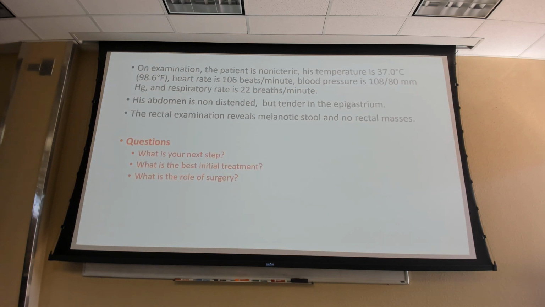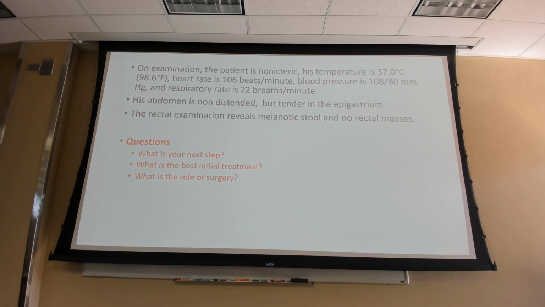All right, so on exam, non-icteric, afebrile, heart rate's 106, blood pressure 108/80, respirations are 22, abdomen is non-distended but tender in epigastrium. Rectal exam reveals no stool, no rectal masses. So what's our next step? Because what do we want to do first? Are they stable, unstable? He's unstable. Yeah, he certainly has signs of hypovolemia, so we want to get some fluids going.